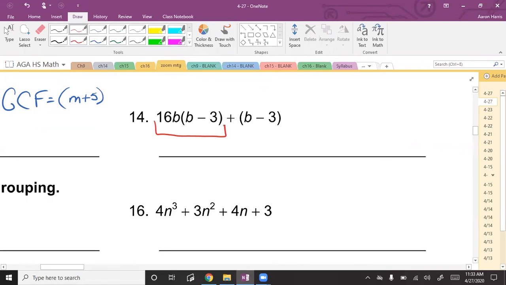So now, how many terms do y'all see on here? 2. There's 2 terms. What are terms separated by? The signs. What kind of signs? Addition and subtraction.